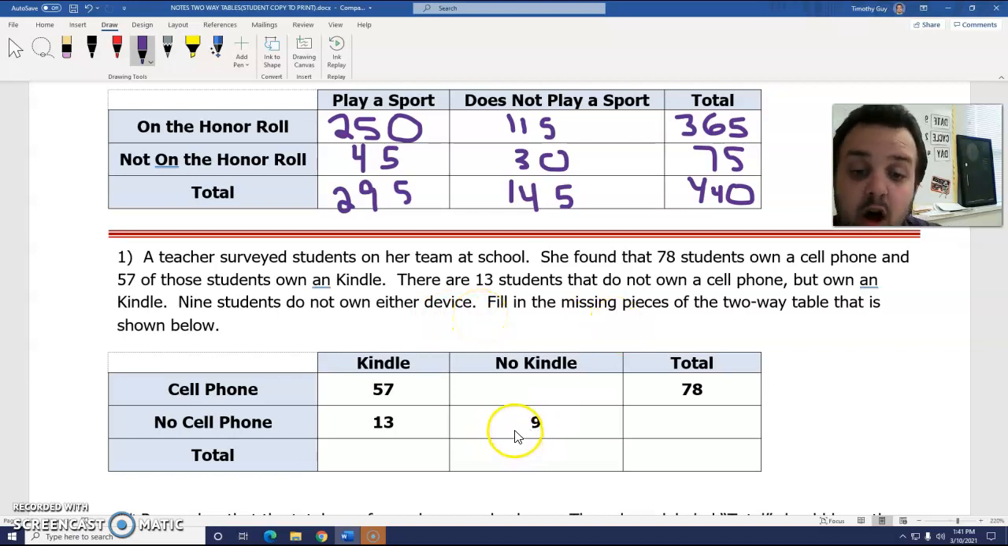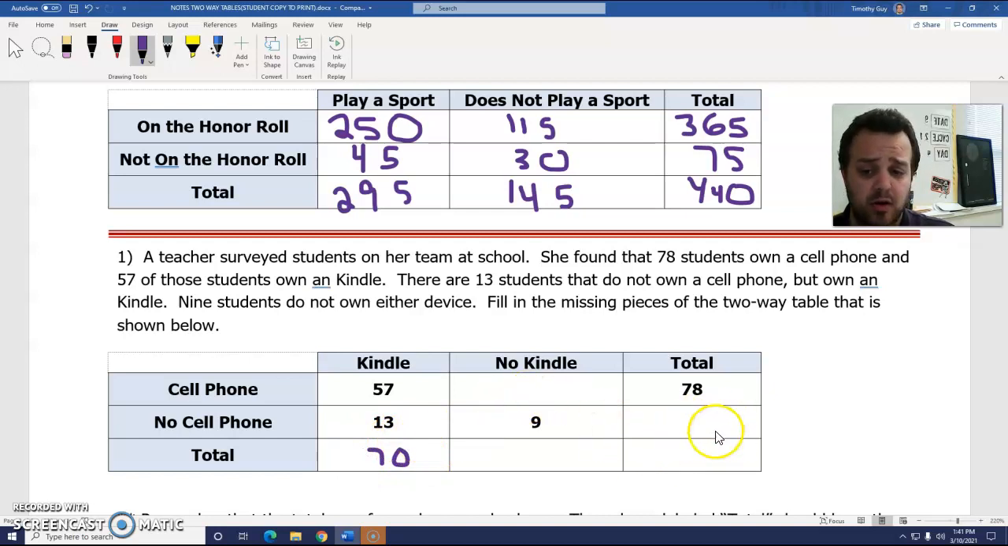So we're going to fill in all the missing spots based off the fact that we know they have to add up to the bottom. So I can fill in this total right away. I know that the 57 people with a Kindle and a cell phone and the 13 people with a Kindle and no cell phone, that'll give me the total people who have a Kindle. If I add those together, I'm going to get 70. So I now know that 70 total people have a Kindle based off of that information.